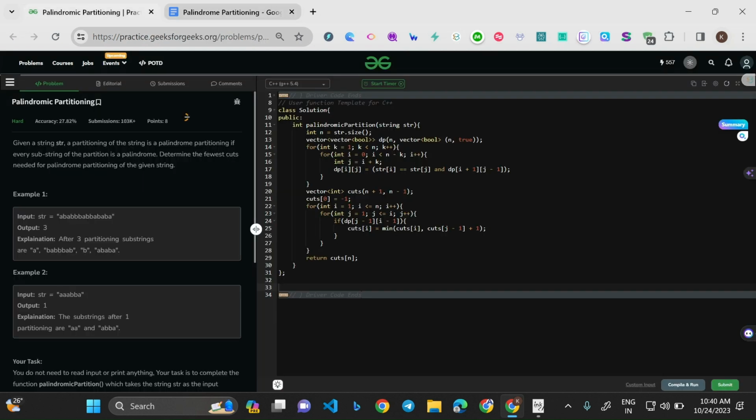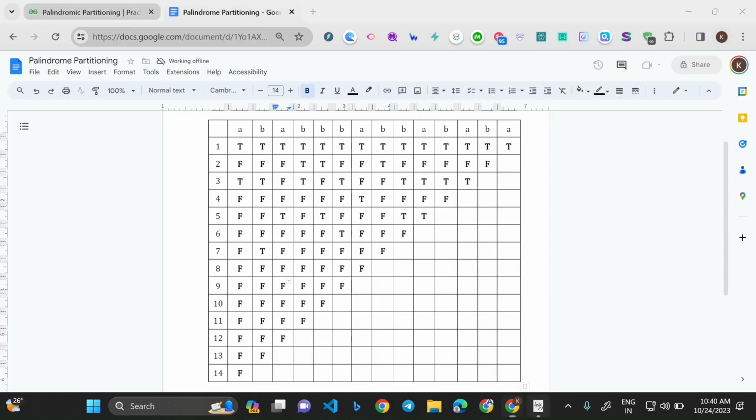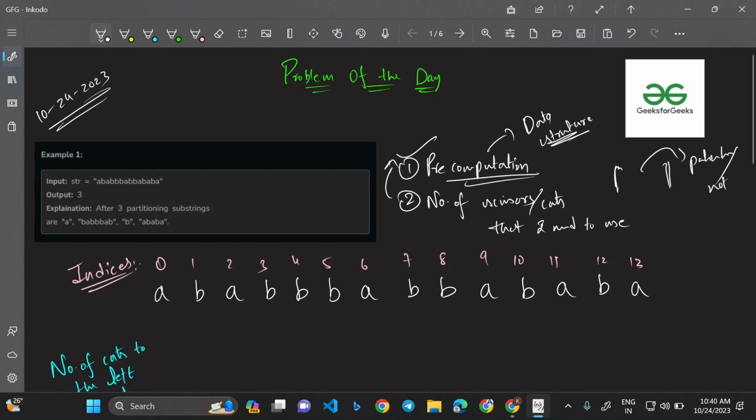And this is how pre-computation is done. We'll go through the code later. Okay, so we are done with the pre-computation. Now we understood how we are actually pre-computing it. Now the second task is the number of scissors or cuts that I need to use.